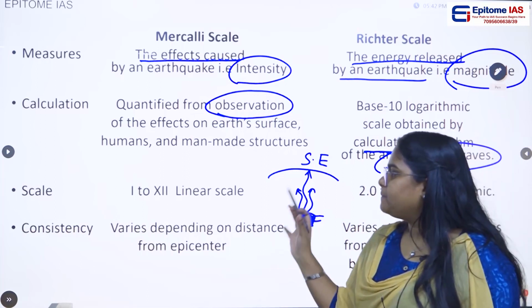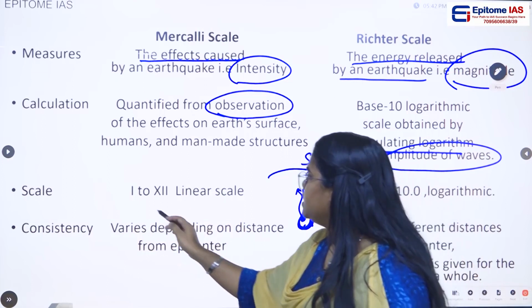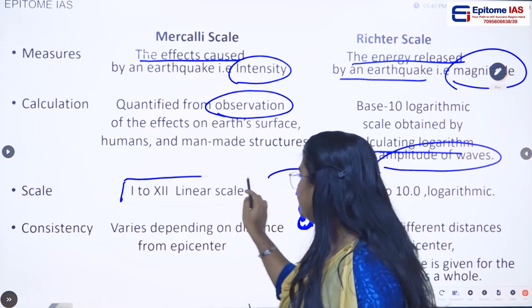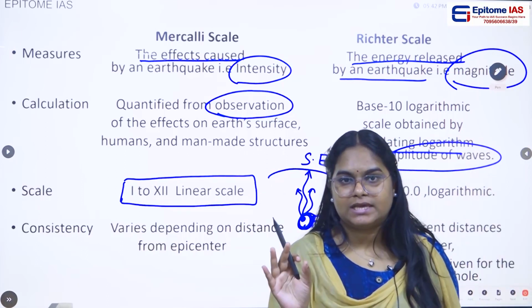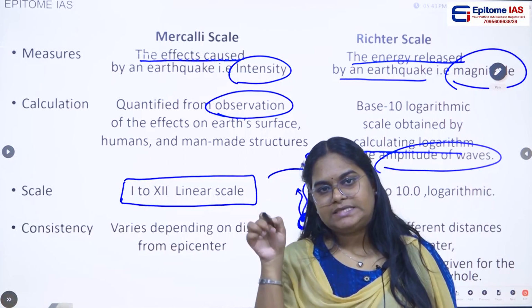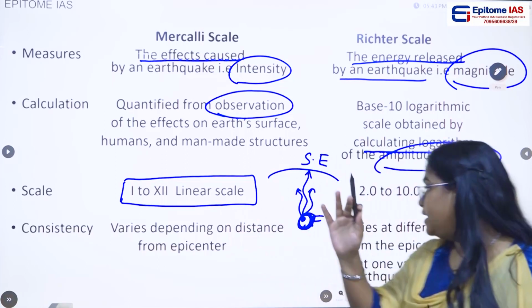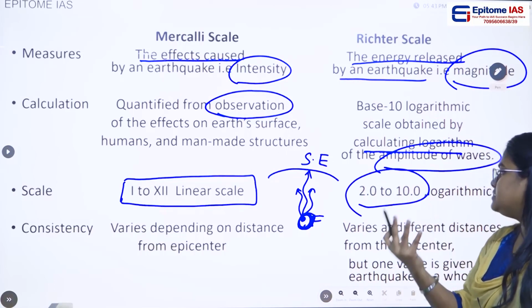Okay. Then if you see here in this particular Mercalli scale, it is a linear scale. It would be varying from 1 to 12, but it is a linear scale. When you are comparing 1 to 2, it will be increasing in a linear fashion. But in case of this Richter scale, we have a logarithmic scale.